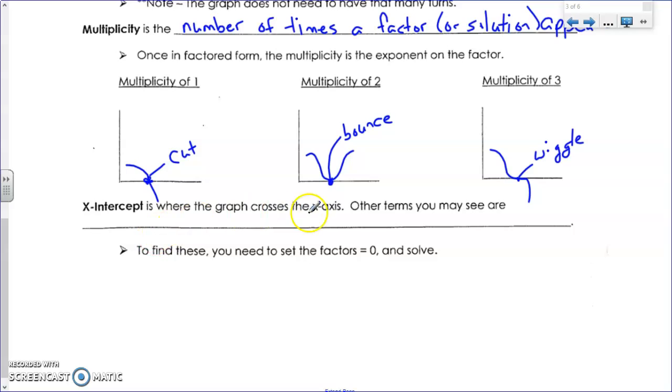Again, x-intercepts are where the graph crosses the x-axis, where y is 0. Other terms you may see are roots, solutions, or zeros. To find these, you need to set the factors equal to 0 and solve.